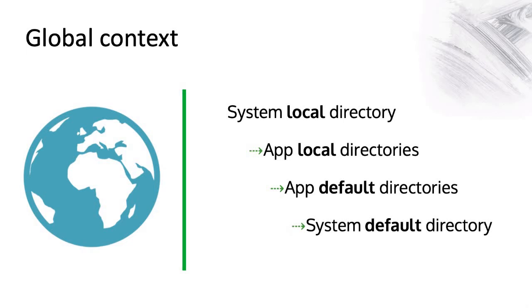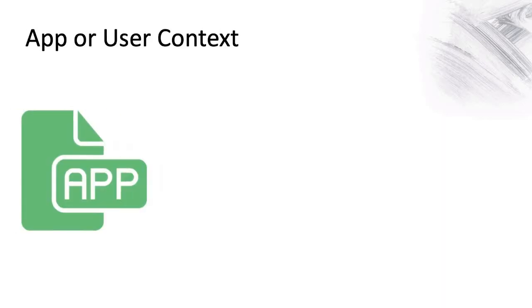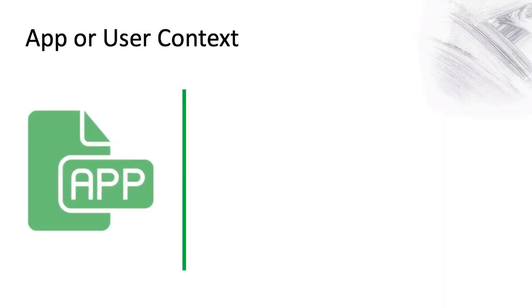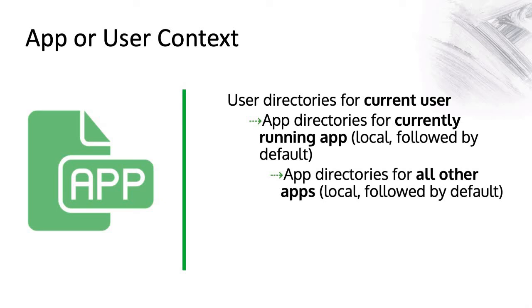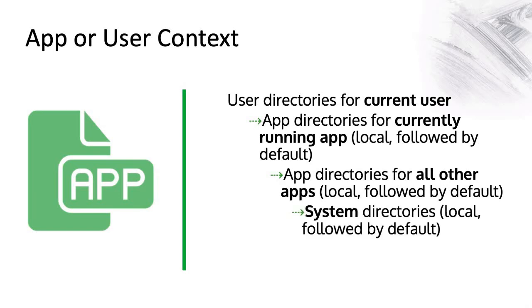For the app or user contents, the precedence goes like this. If you see what's inside the configuration file, there you go: user directories for the current user, app directories for the currently running app, local followed by the default, app directories for all other apps, local followed by the default, and then system directories, local followed by the default.